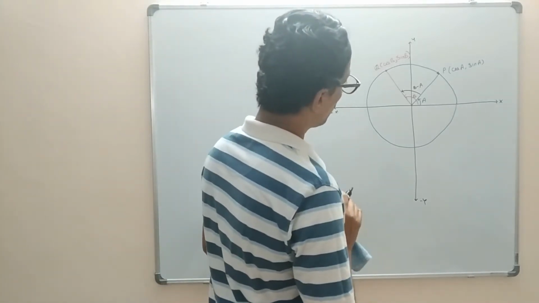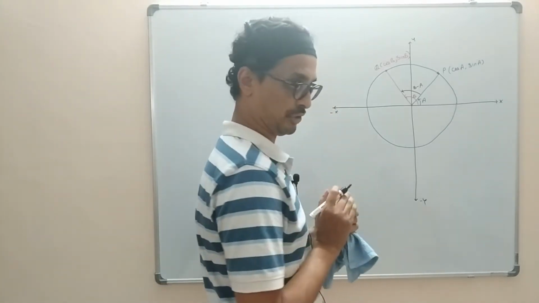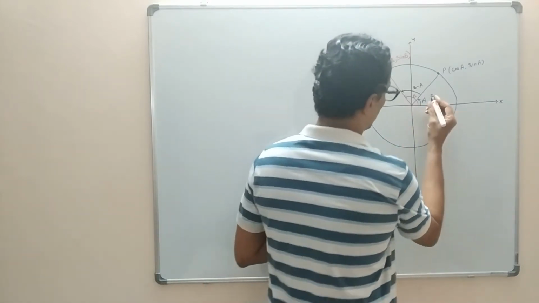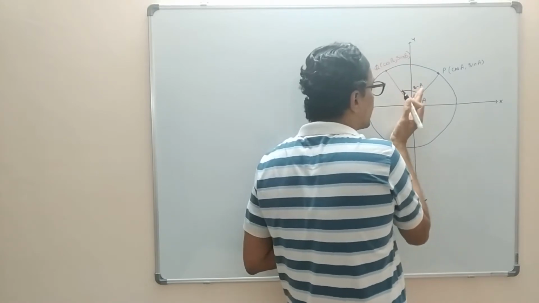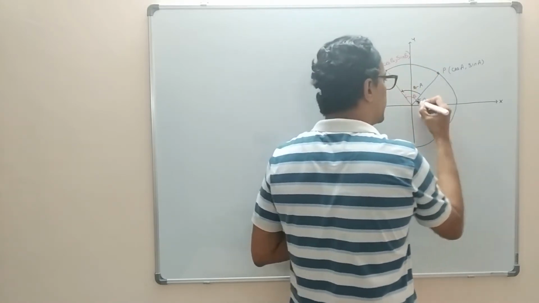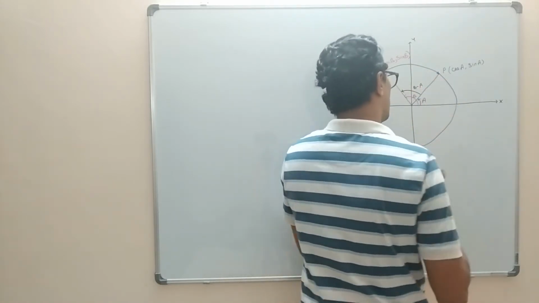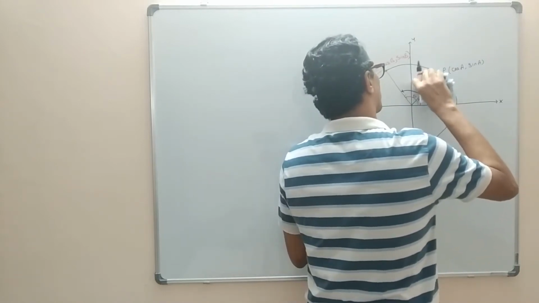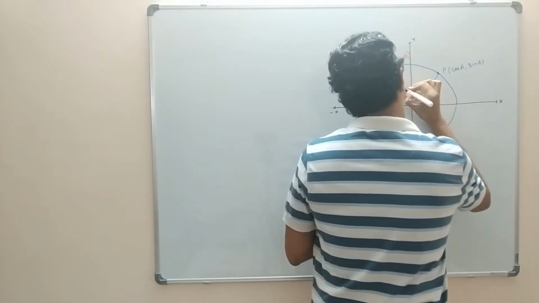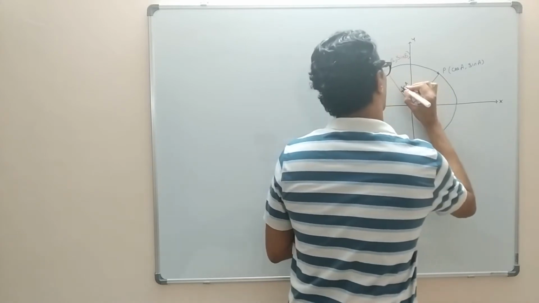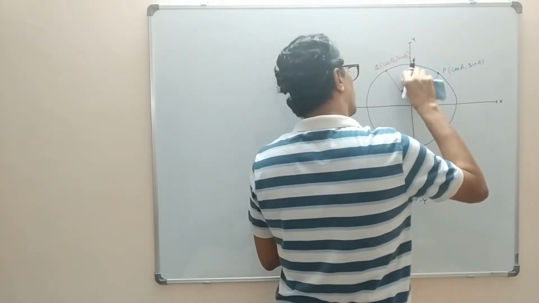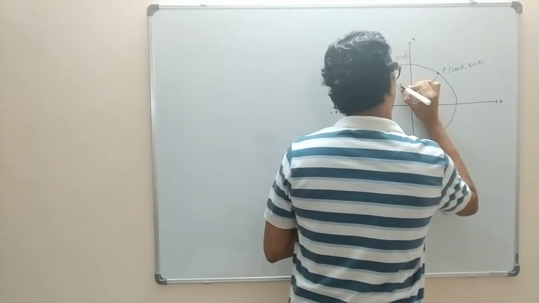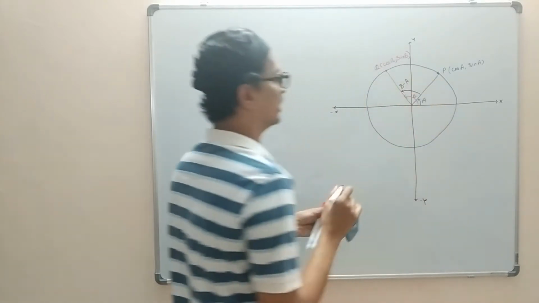So now what am I going to do? I am going to do some construction. I am going to draw another line, another angle which is basically B minus A. Let me write this one here so it won't confuse: B minus A.